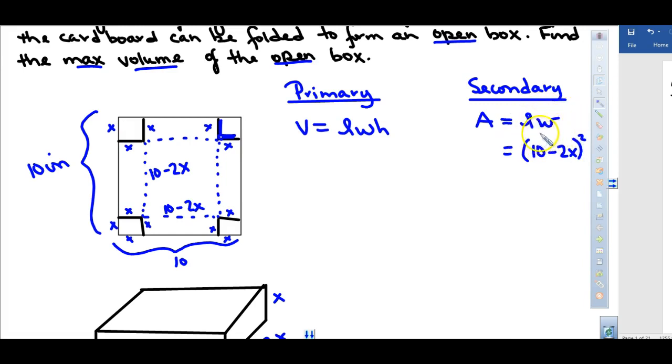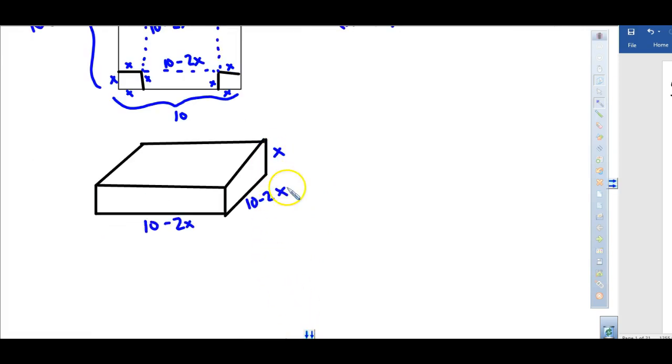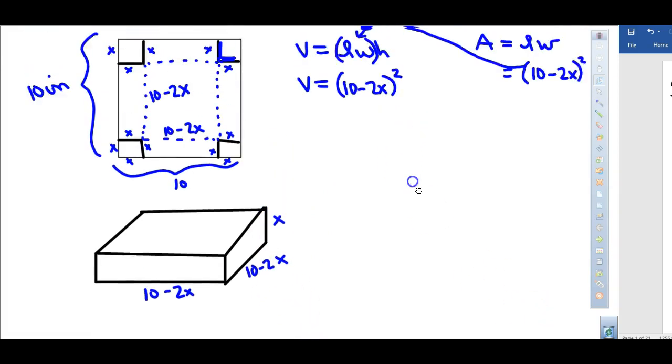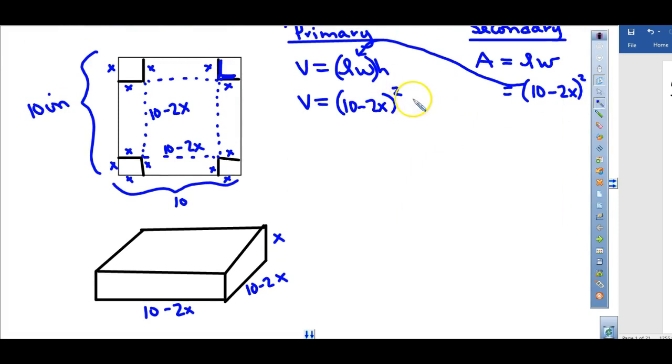So I'm going to take this and put it here. I'm going to put 10 minus 2x quantity squared right there in the place of length times width. And then my height comes from right here. The height of that box is x, so I am going to put that there. And that gives me my primary equation that I'm going to differentiate.